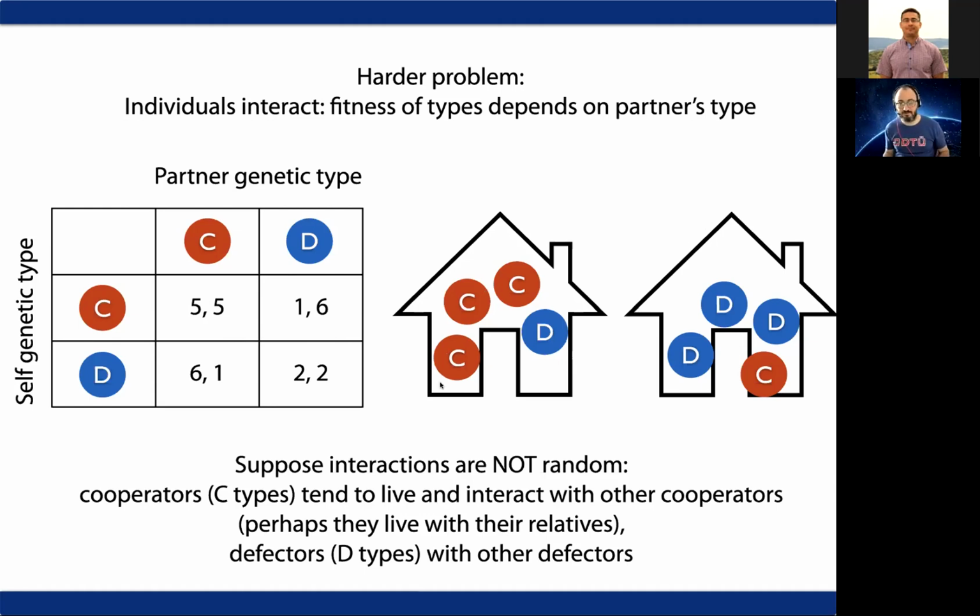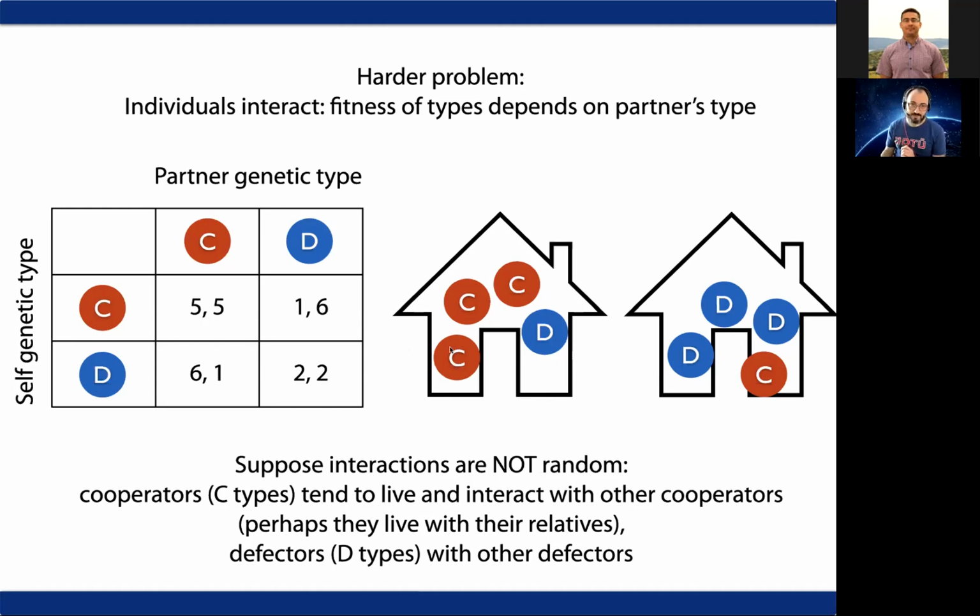Suppose now these interactions are not random. In the previous case, we showed that if the interactions are random, things won't evolve, so cooperation will not increase. If these interactions are not random, you might have a case like this, which is again a case that I made up. These two houses represent subpopulations. You have one house that's mostly cooperators with one defector, and another house that's mostly defectors with one cooperator. Suppose you only interact with individuals in your house, in your subpopulation.